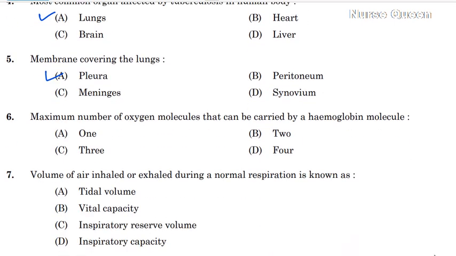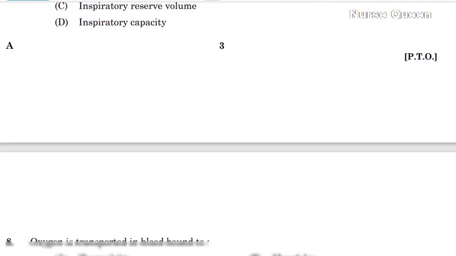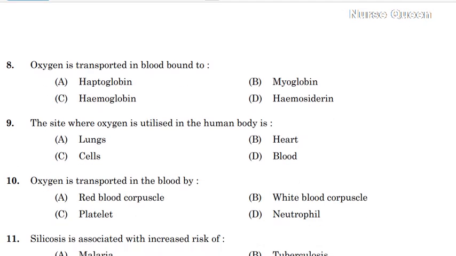Maximum number of oxygen molecules that can be carried by a hemoglobin molecule. Correct answer, 4. Volume of air inhaled or exhaled during a normal respiration is known as tidal volume. Oxygen is transported in blood bound to. Correct answer, hemoglobin. The site where oxygen is utilized in the human body is. Correct answer, cells.